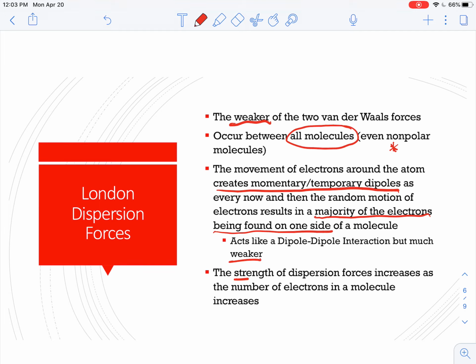And the strength of this force is going to increase as the number of electrons in a molecule increases. So the more electrons we have, the stronger this temporary dipole is going to be, and the stronger the London dispersion force will be.